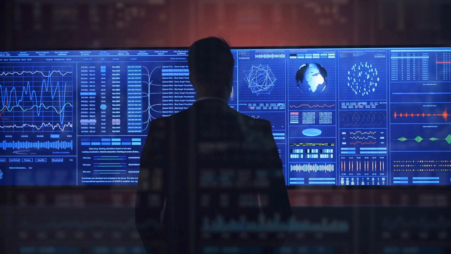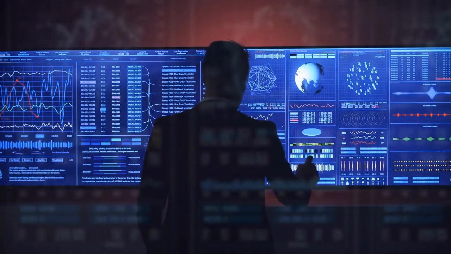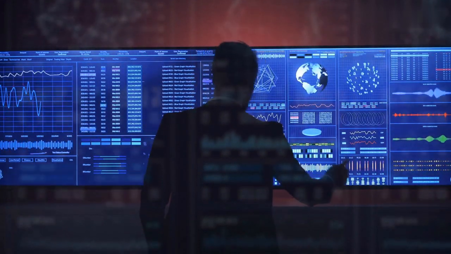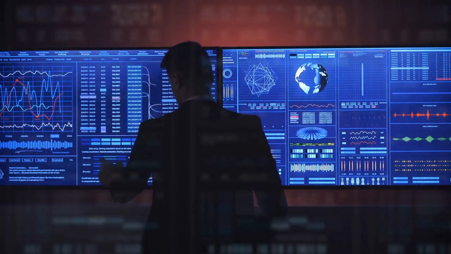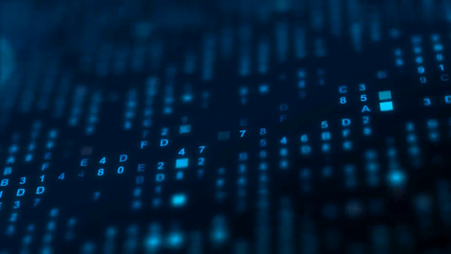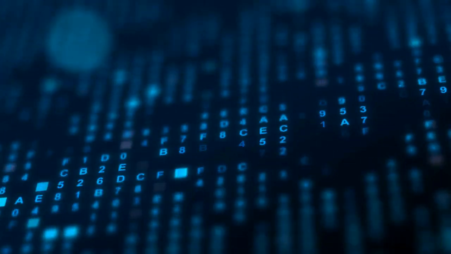Cybersecurity refers to the practices and technologies that are used to protect computer networks and systems from unauthorized access or attack. In the context of fintech, this means protecting customer data from theft, fraud, or other forms of misuse.